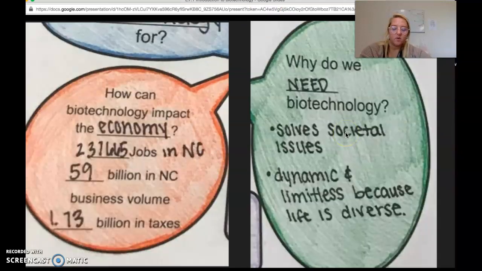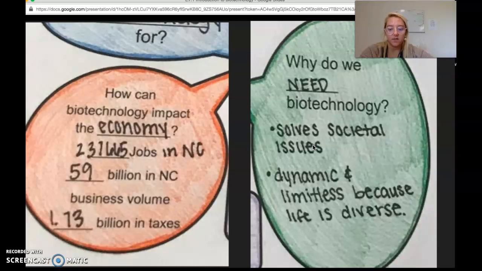We have some questions. When we talk about biotechnology, why do we need it? This is the bubble on your right. We use biotechnology to solve societal issues, and it's dynamic and limitless because life is diverse. So let's talk about the societal issues. We haven't discussed this much, but science is often furthered or promoted by needs from society. So they go hand in hand.